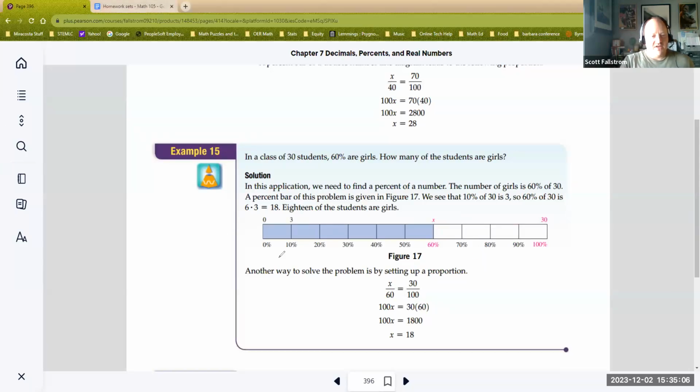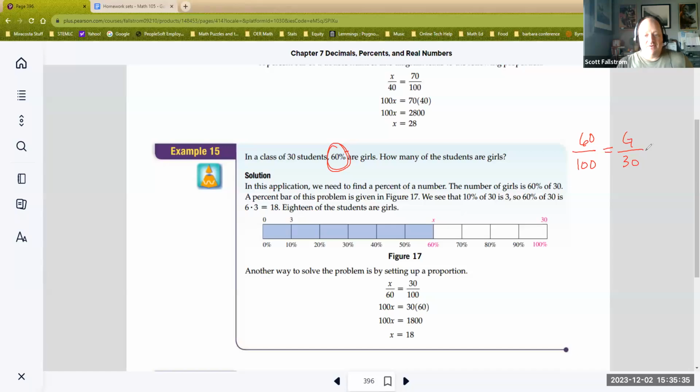You could use the percent bar if you wanted to. Again, they've chosen a really nice percentage. If they said 57%, we're in trouble because it will not work well on the percent bar. But if you know 60% are girls, then just write 60%. Your class is out of 30 students. So out of 30 students, how many are girls? The number of girls out of 30 is 60%.